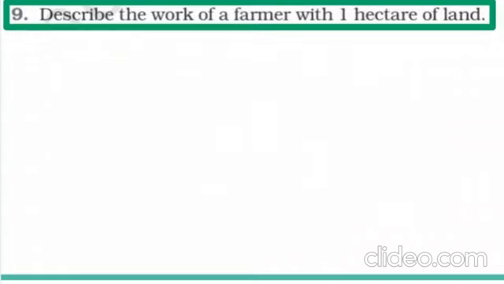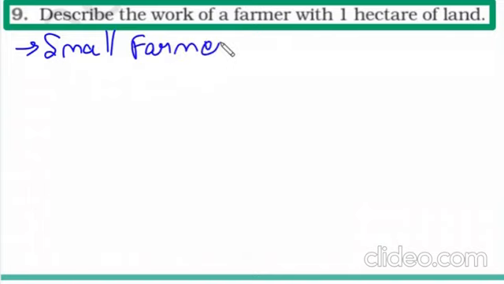Question 9. Describe the work of a farmer with 1 hectare of land. Okay, now what's happening is that we have a farmer who has just 1 hectare of land. What are the things he will do? Firstly, what kind of farmer is it? He is a small farmer, correct? He is a small farmer because he has less than 2 hectares of land.